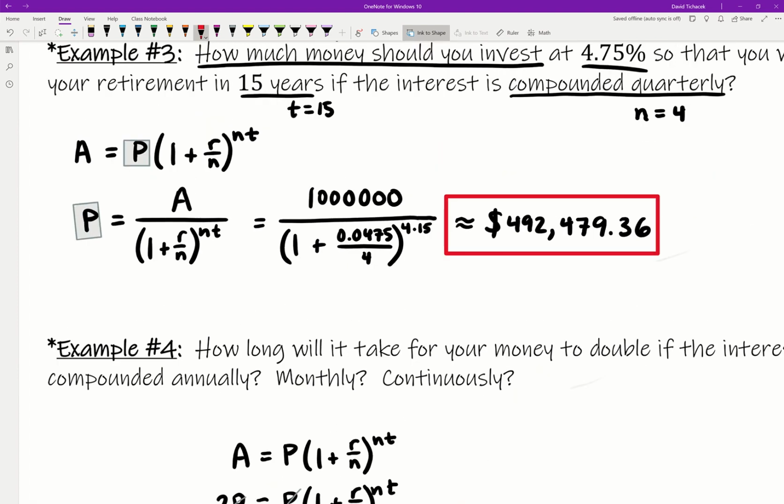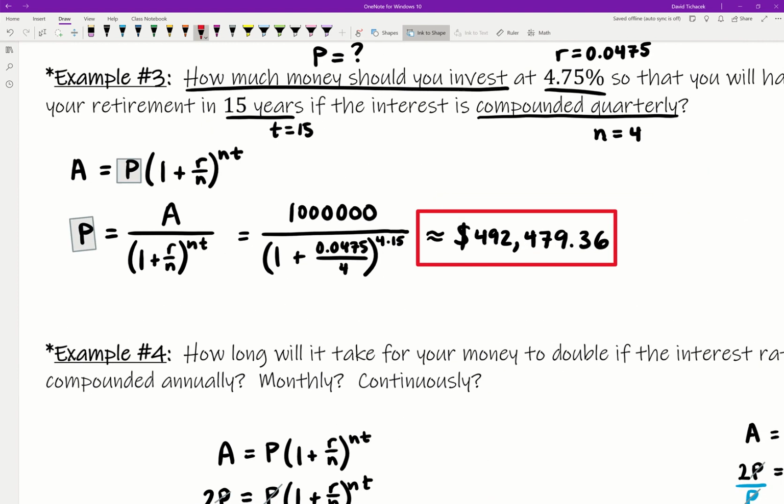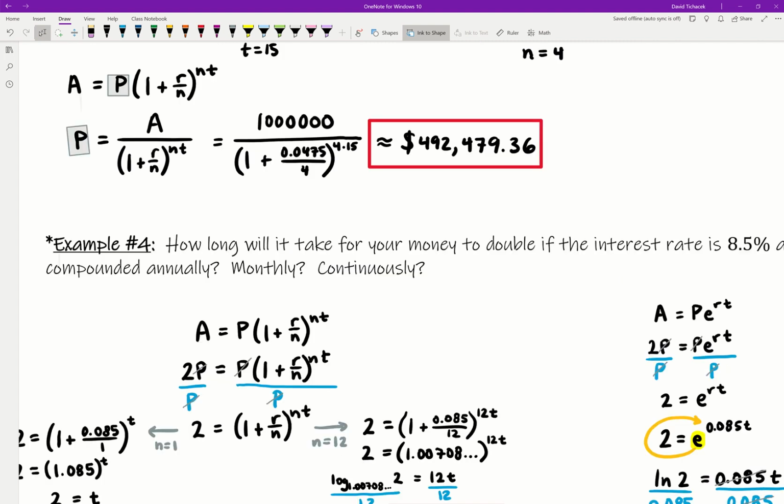So again, by doing that work that we did in example 1 here in the video, we're able to ask this question, how much money should you invest, by going back to that formula and solving it for P, and then punching in all the things that we know so that we don't really have to do any algebra here. It's just punching in the things that we know and then going right to the calculator to get our result. So that's a pretty quick thing.